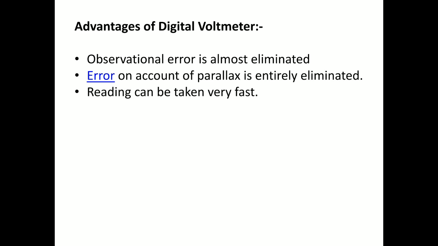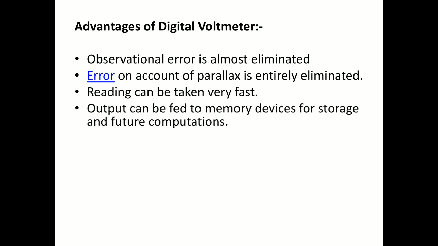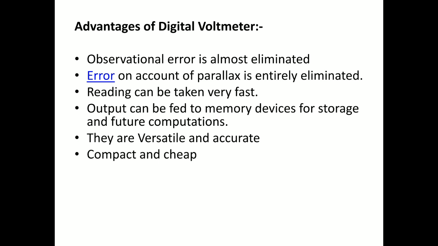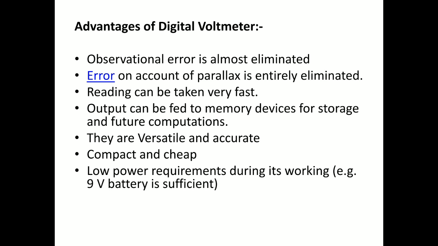Reading can be taken very fast. The output of a digital voltmeter can be stored in a memory device and it can be recollected at any point of interest, depending upon our requirement, for future computational work. They are versatile and accurate in nature. They are compact and cheap. If you see the photograph of a digital voltmeter, it is very compact, or small in size, as compared to an analog voltmeter of the same rating. The power consumption of such devices is very low during its working process.